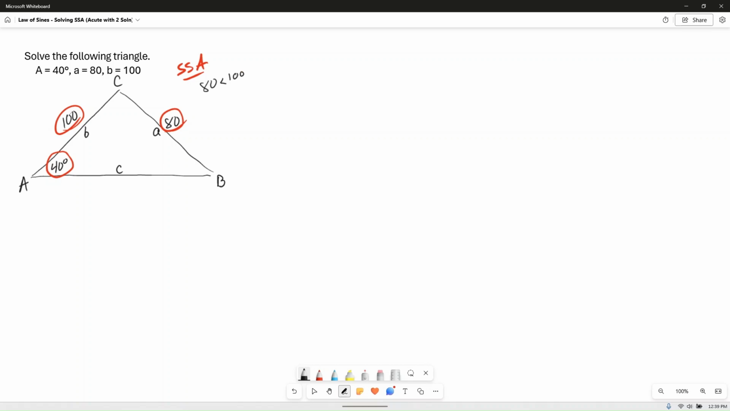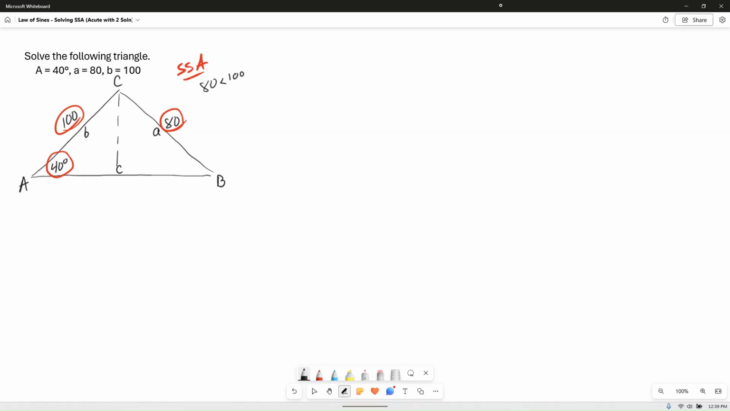So that means, again, we could have no solution if it's too short. We could have one solution if it's a perfectly 90-degree angle, which won't happen. Or we could have two solutions if it's just right. So a little Goldilocks action here. Again, to figure out whether we have no solutions or two solutions, we need to compute the height.